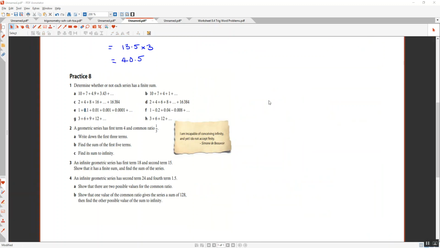By a finite sum, I mean whether you can actually sum up this infinite sequence. If it's got a finite sum, then it's equal to a particular value. So it will have a finite sum if your r value is in between these values, okay?